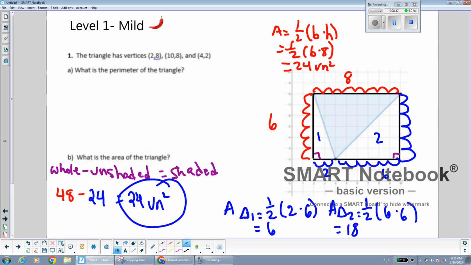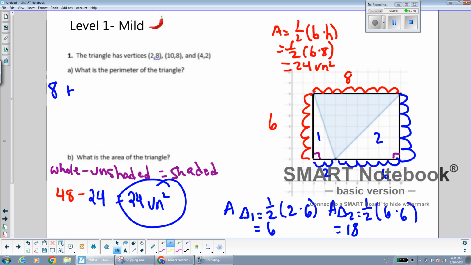Just to talk about the perimeter, perimeter is just the length of all of the sides of the shape added together. So we know that this side of the triangle, the base, the flat side, is 8. But the other two sides of the triangle are slanted lines. So we are going to have to use the distance formula to find the length.